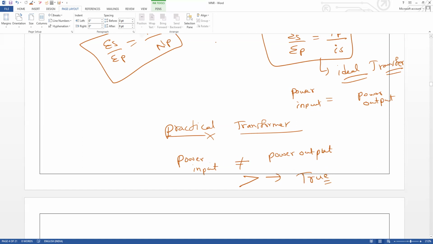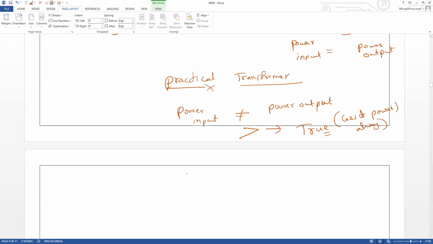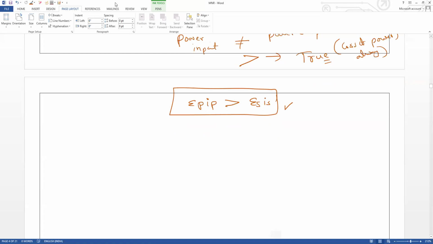So there is a loss of power. Is it right or wrong? So there is always a loss of power, for many reasons, which we'll discuss. So Ep into Ip is always greater than Es into Is. Input power must always be greater than output power; that is what happens practically. Write it as a subscript, IS. Don't write it as a side-letter so that you don't get confused.